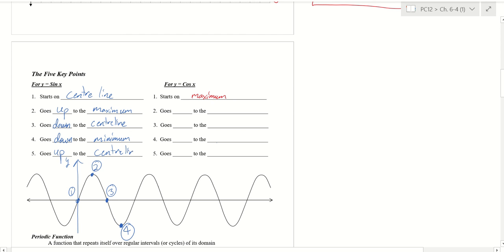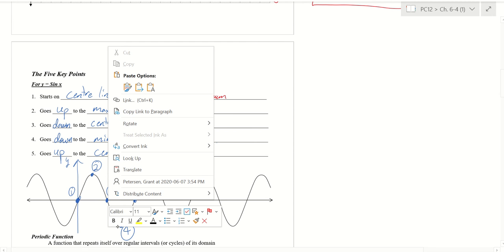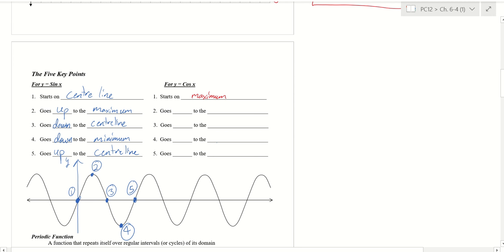So that's the behavior of a typical sine function, and those would be the five key points. The first key point is that it starts at the center line, and then it goes up to the maximum, then down to the center line, then down to the minimum, and then back up to the center line.